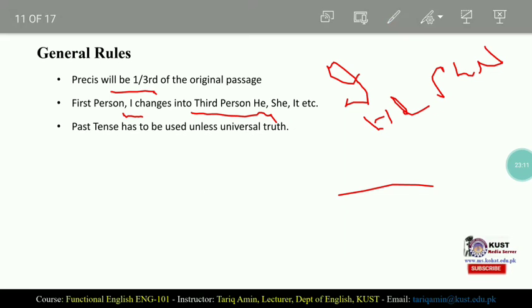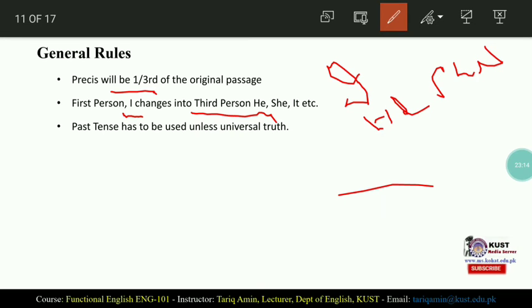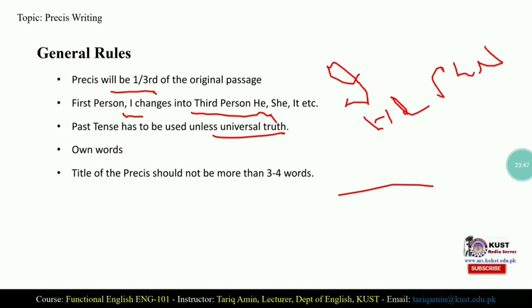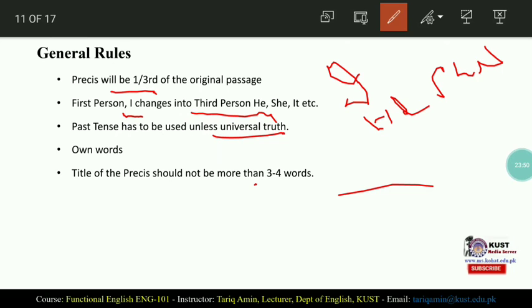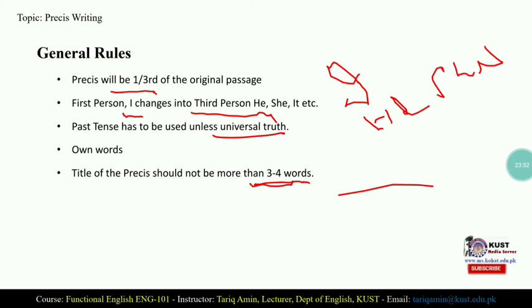And past tense has to be used. You should use past tense in your précis unless it is a universal truth. So all the sentences should be in past tense unless universal truth. Next, you should write the précis of any piece of writing in your own words. You should discuss all the major points of the original piece of writing in your own words. The title of the précis should not be more than 3 to 4 words. This is also one of the general rules.